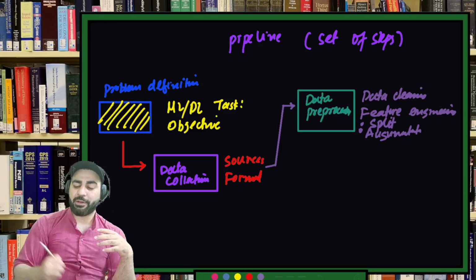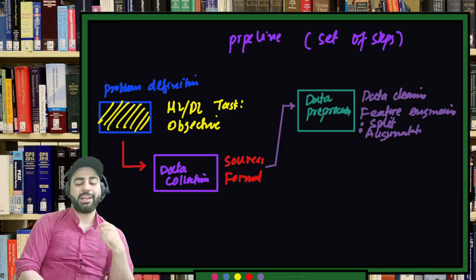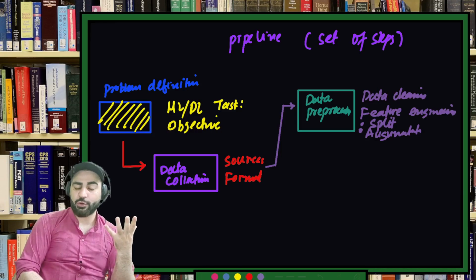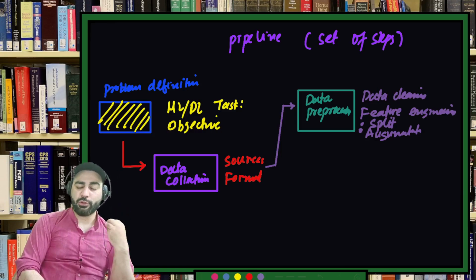So in data pre-processing, we clean the data, we do feature engineering. In feature engineering, we create new features, or handle these categorical variables. If there is some inconsistency, how to remove duplicates, how to handle missing values, all these things are done.